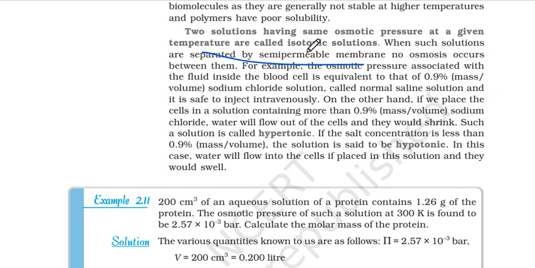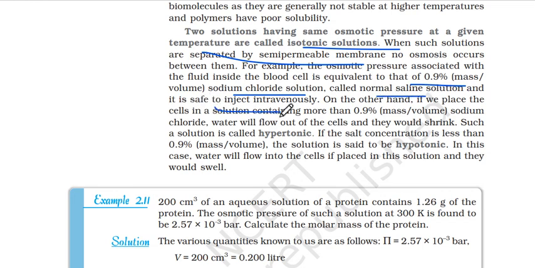Even this has been asked. When such solutions are separated by semi-permeable membrane, no osmosis occurs. Kyunki dono ka osmotic pressure same hoga. For example, the osmotic pressure associated with the fluid inside the blood cell is equivalent to that of 0.9% mass by volume sodium chloride in solution called normal saline solution, and it is safe to inject intravenously.